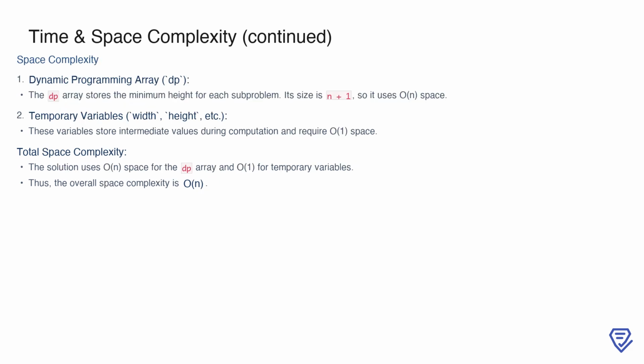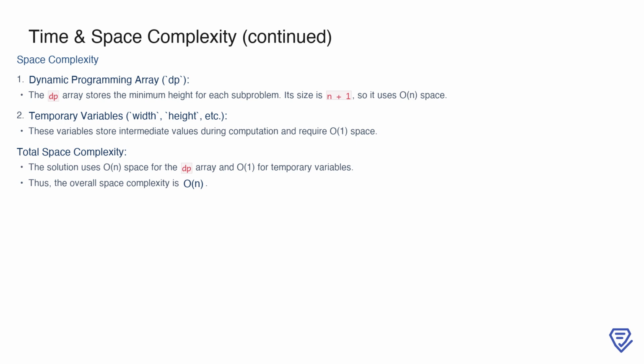For space complexity, the dynamic programming solution primarily uses the dp array to store the minimum height needed for each subproblem. The size of this array is proportional to the number of books, n, requiring O(n) space. Additionally, we use a few temporary variables, such as width and height, to store intermediate values during computation. These variables don't depend on the size of the input and therefore use constant O(1) space. Combining these components, the total space complexity of the solution is O(n), where the dp array dominates the overall space usage.